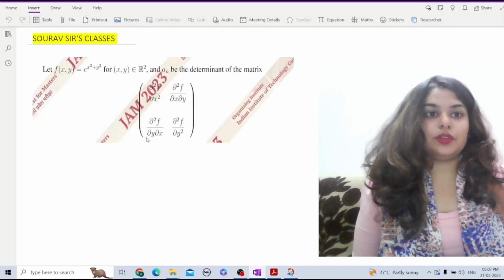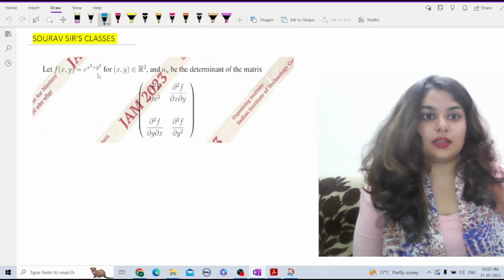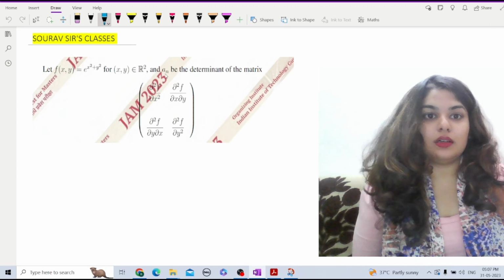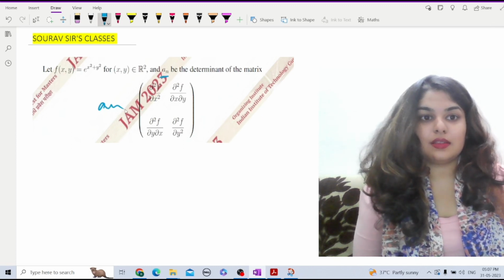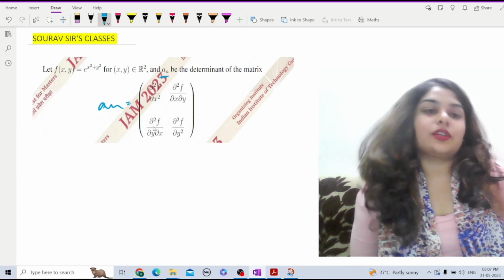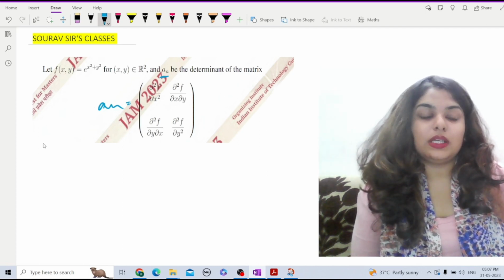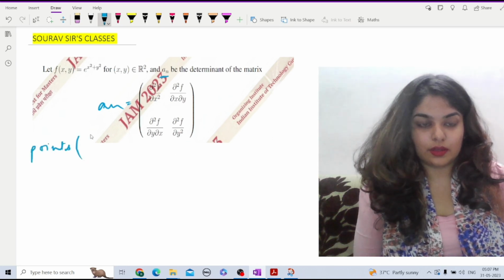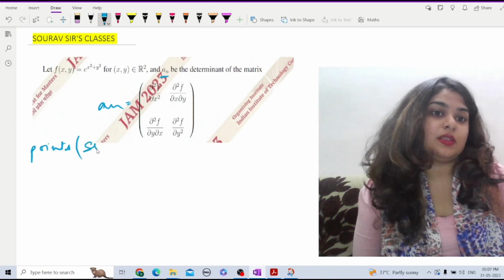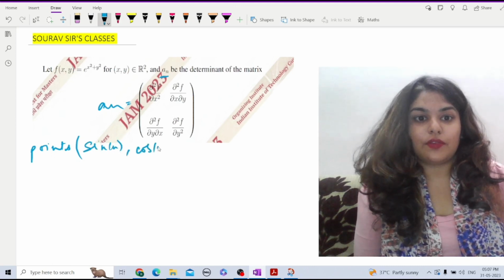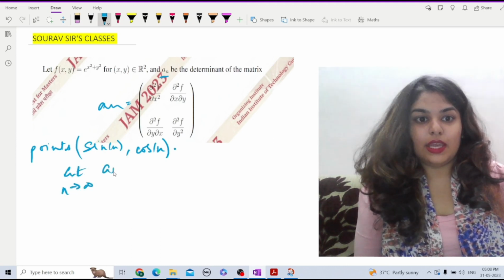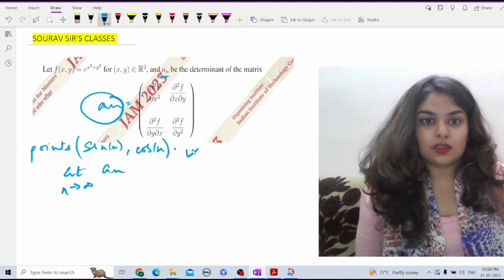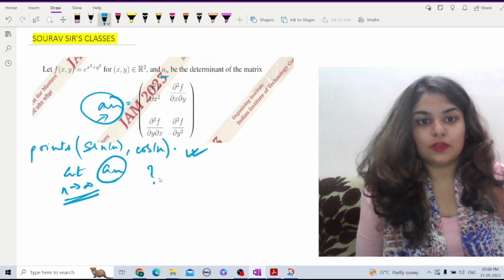The next question in front of you is: given a function of x, y as the exponential function, and a determinant, an determinant which is given. We have to find the determinant at points. The points according to the question paper are sine of n and cos of n, and you have to find the limit as n tends to infinity of a of n. So first we have to calculate this at this point, and then put the limit n tends to infinity in this an and solve the answer.